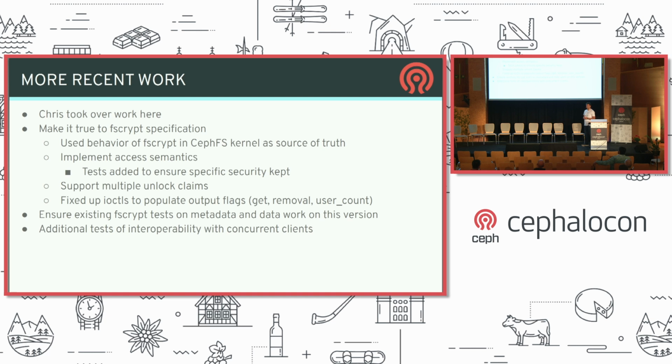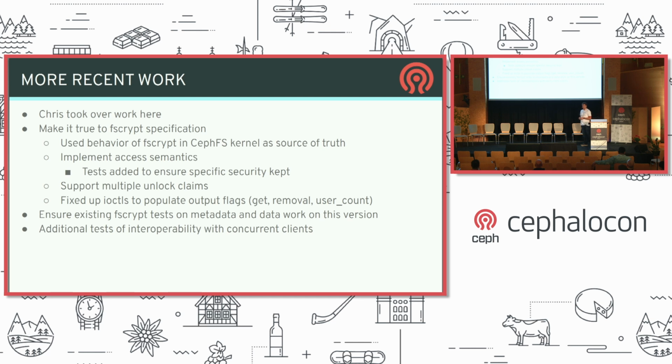So the second part is when I took over this project. What I first and foremost wanted to do was make it true to the fscrypt specification. There's a long defined document, ever evolving, in the Linux kernel doc. Since CephFS already has its implementation with the kernel, I wanted to use that as a source of truth. So I implemented access semantics as defined earlier, added tests to ensure specific security is kept at present, but then also in the future it doesn't change, so we don't have some sort of leak.